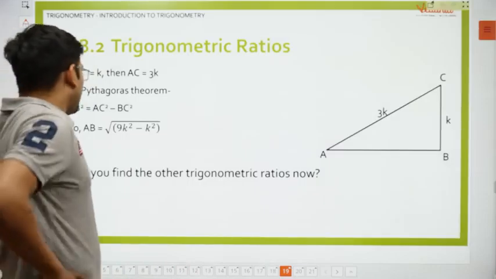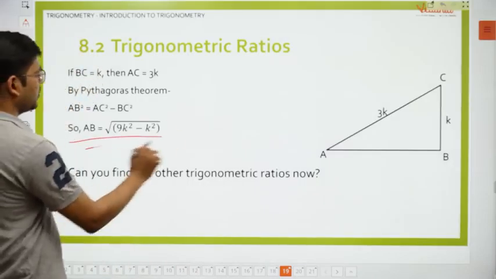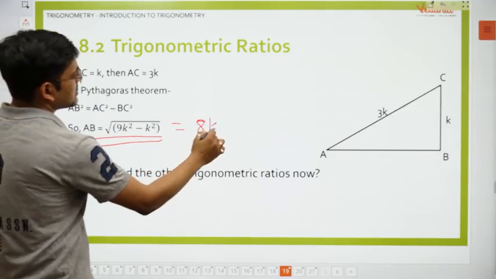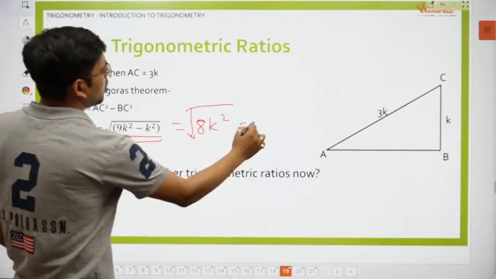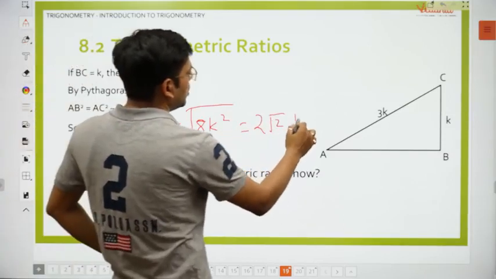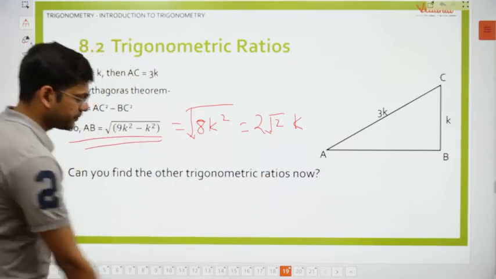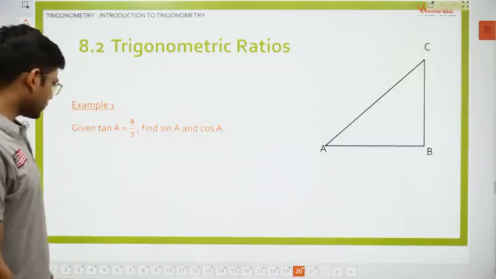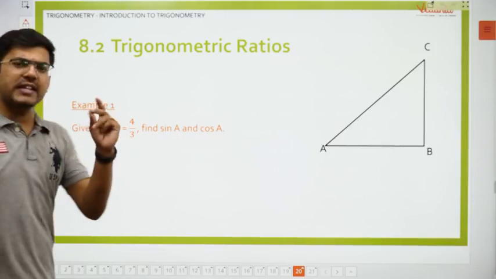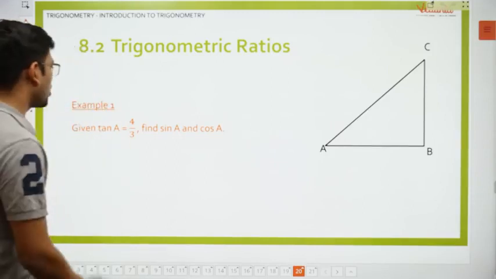Coming to the next example, this is the way to solve it. This will become root under 8k square, and the whole solution has been done for you in a better way. Now, coming to the next slide. Here is a very good and very easy example. I'll tell you how to solve this.